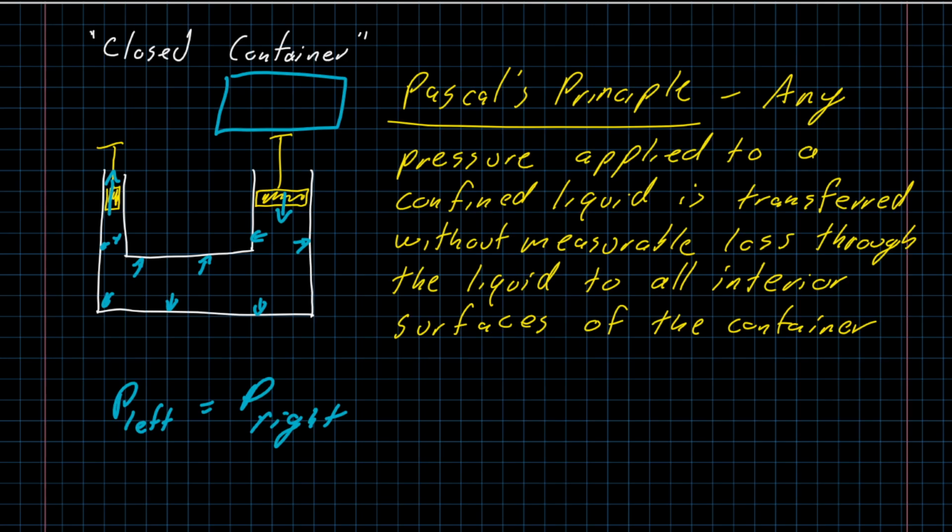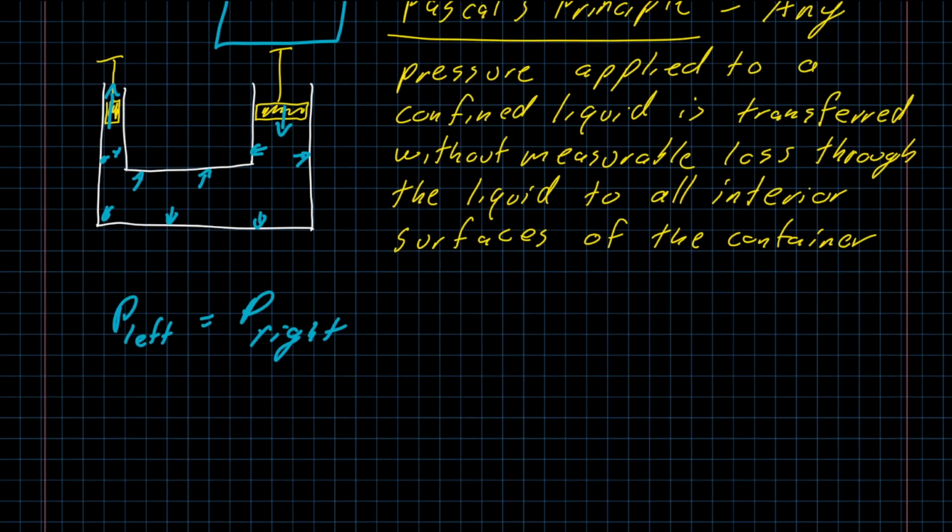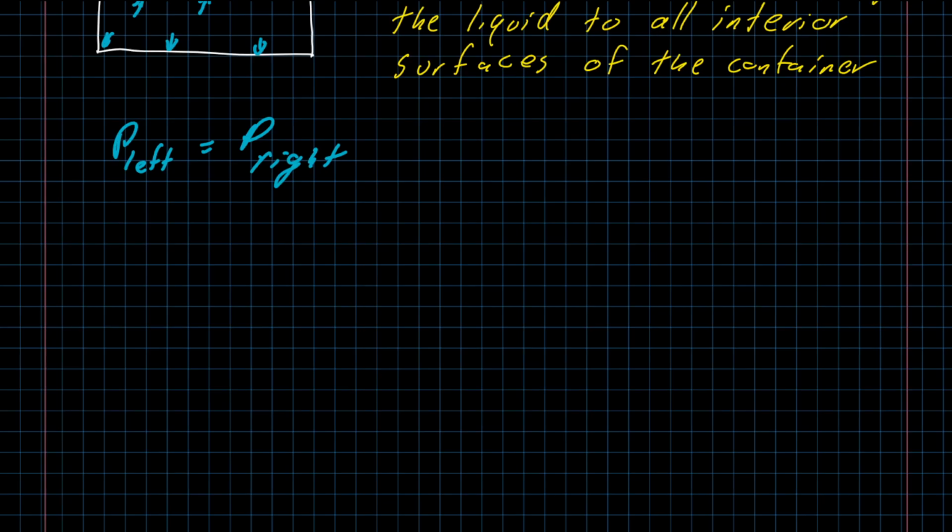So we can say that the pressure on the left and the pressure on the right have to be equal to each other. And if we remember from previous study, pressure is force divided by area. So the force on the left divided by the area on the left has to be equal to the force on the right divided by the area on the right. Now here's where things get interesting.